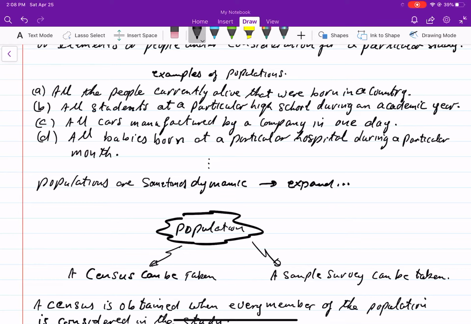So that's slightly dynamic. All the cars manufactured by a company in one day. Well, in any one particular day, that's clearly fixed. All the babies born at a particular hospital during a particular month. During a particular month, that's clearly fixed as well.